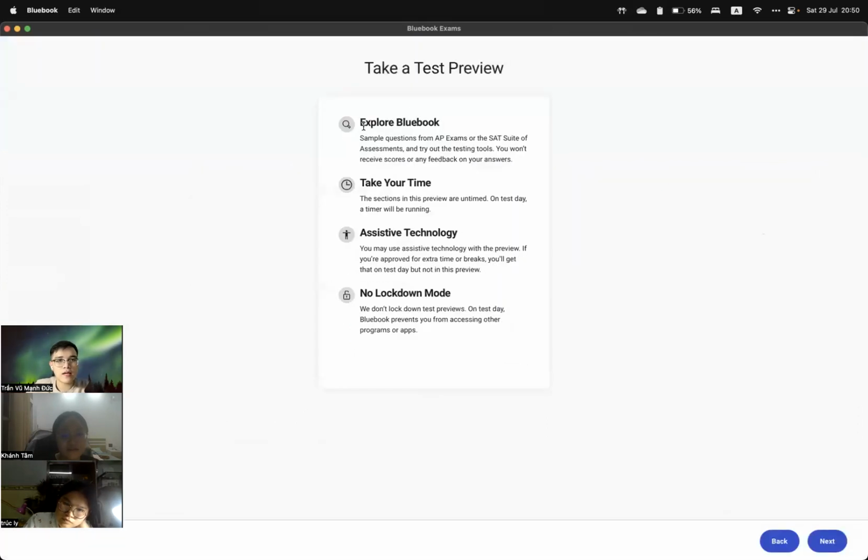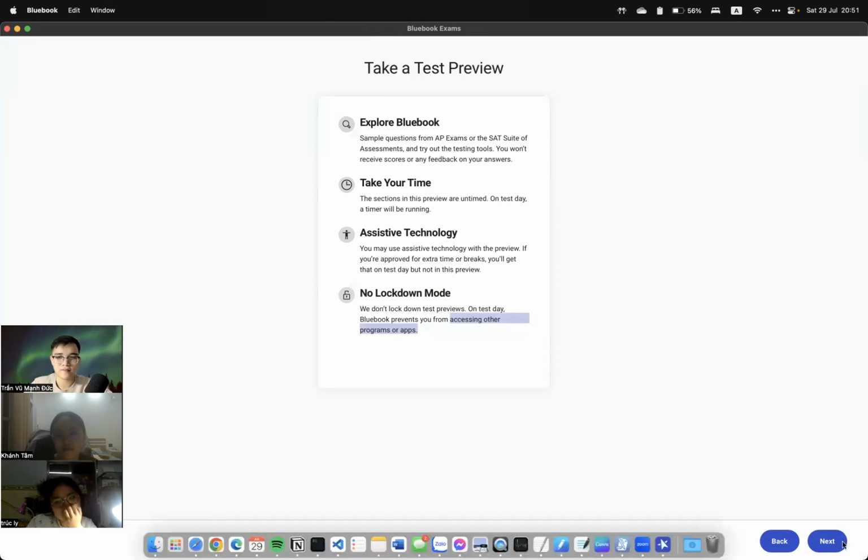Okay, so I'm going to click on the test preview. This will not have lockdown mode, which is when you enter the test, they lock the entire computer down so that you won't be able to access other apps or programs. So there's no lockdown mode here, but just remember, you can't escape from the Bluebook app once you take the exam. You paid like $100 for it, so they're going to do it.